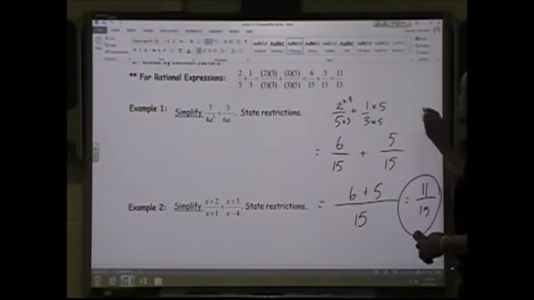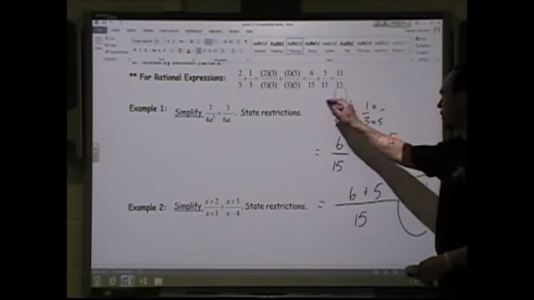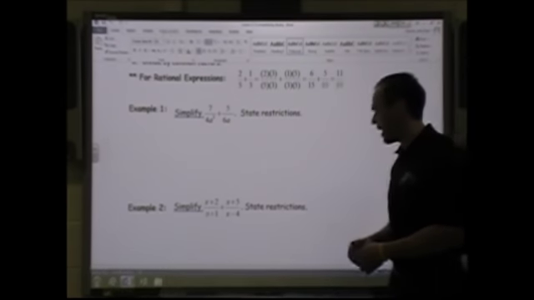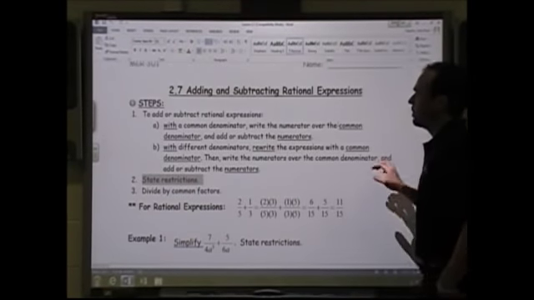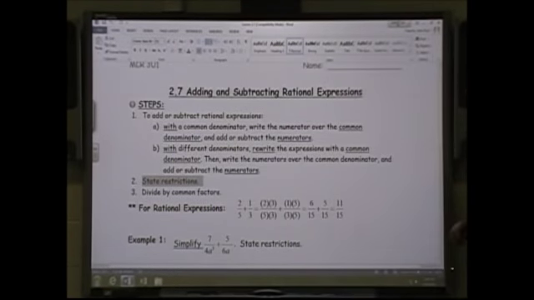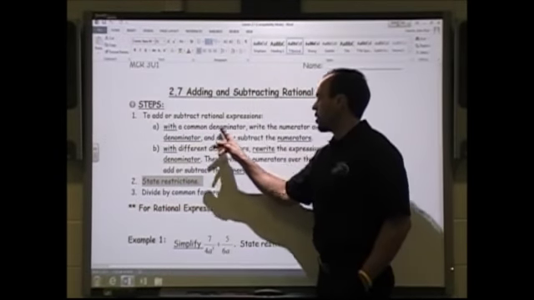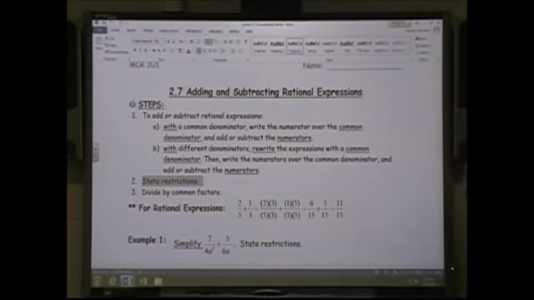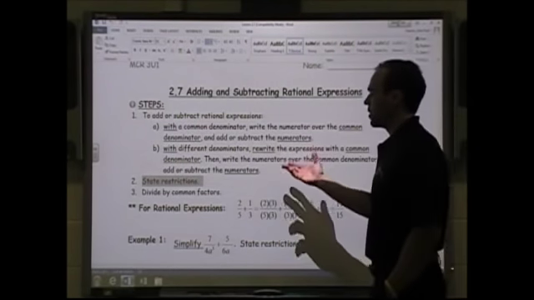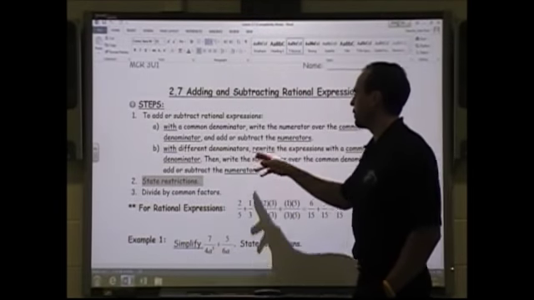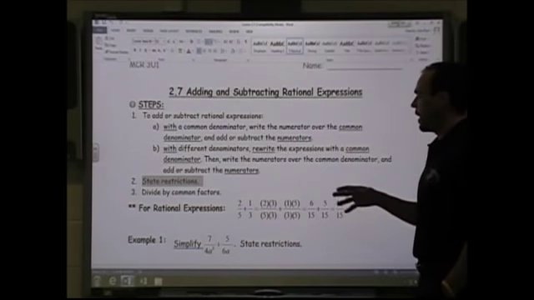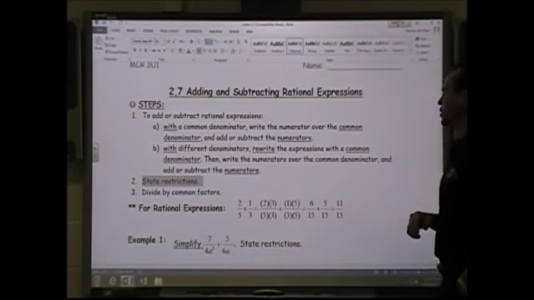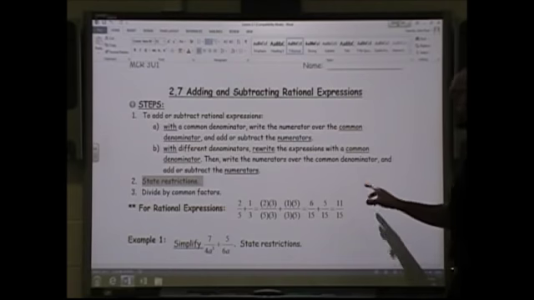So you got to be able to remember how to add fractions. And if you can add fractions, then you can definitely add fractions that involve trinomials. So it says, to add or subtract rational expressions, with a common denominator, write the numerator over the common denominator and add or subtract the numerators. Okay, so keep the denominator the same, subtract the numerators. With different denominators, you have to first find the common denominator, rewrite it, and then write the numerators over the common denominator and add or subtract the numerators.